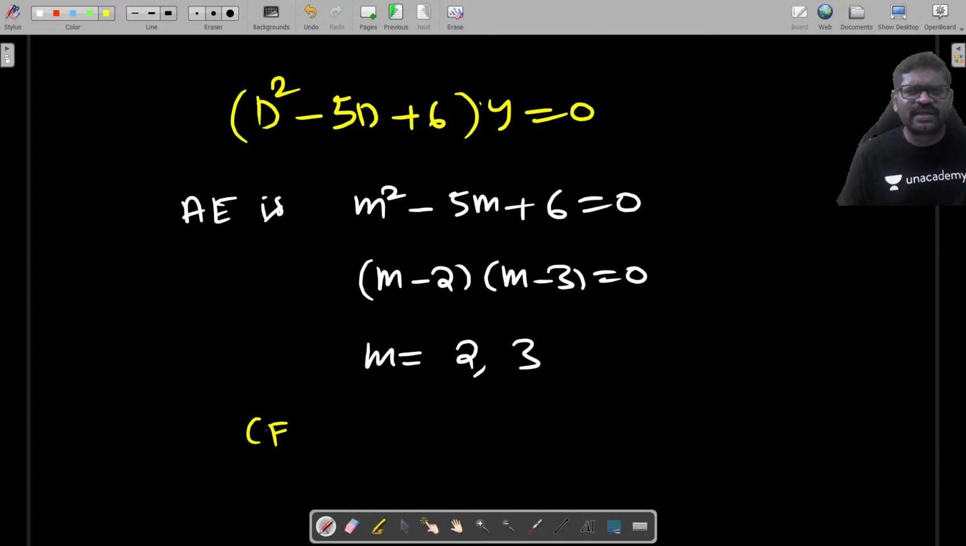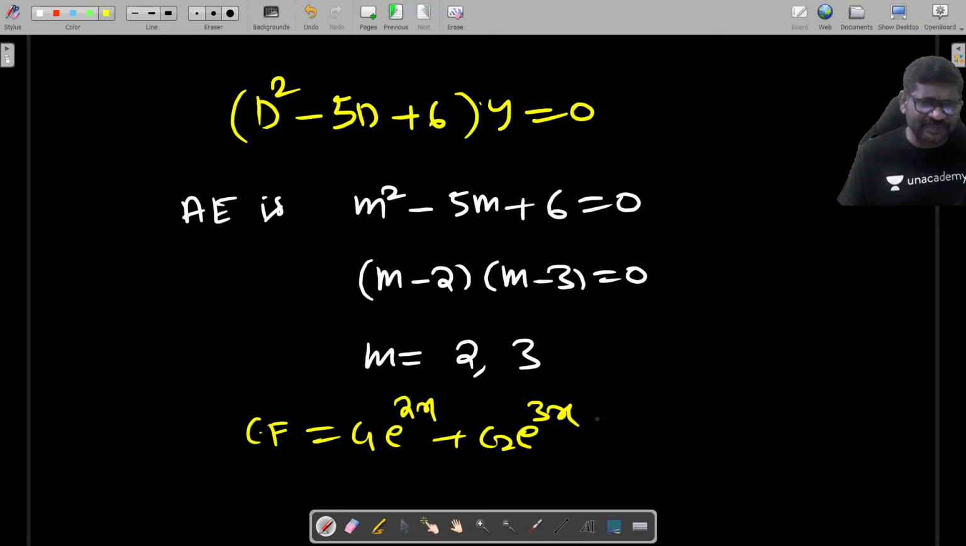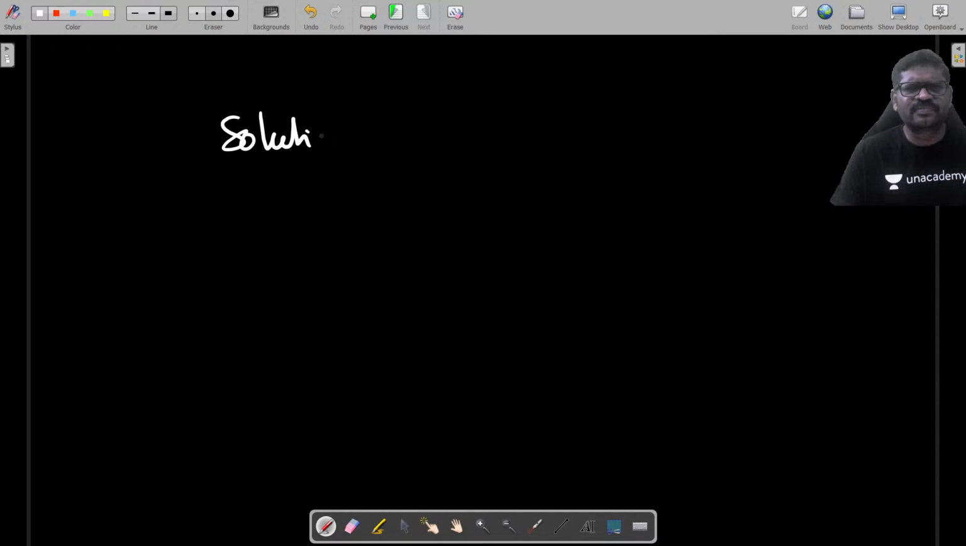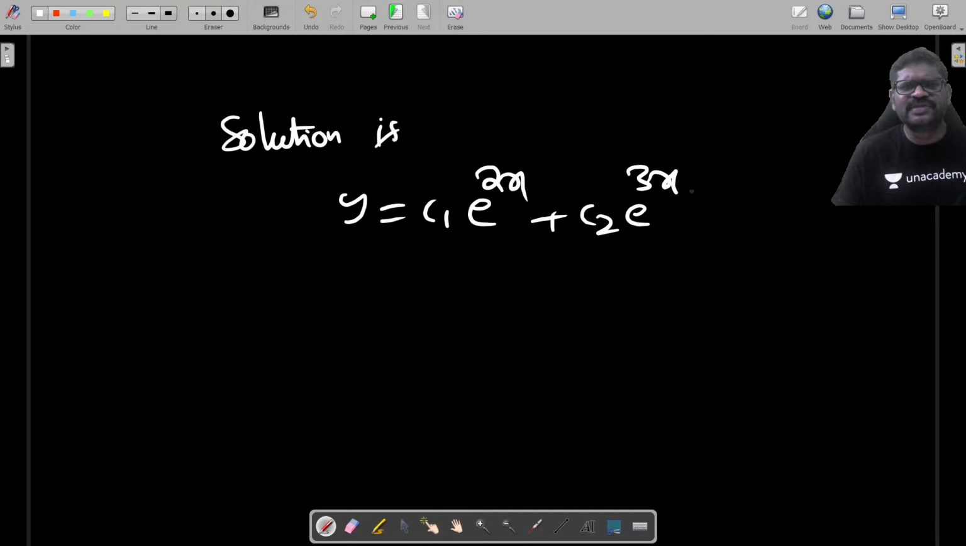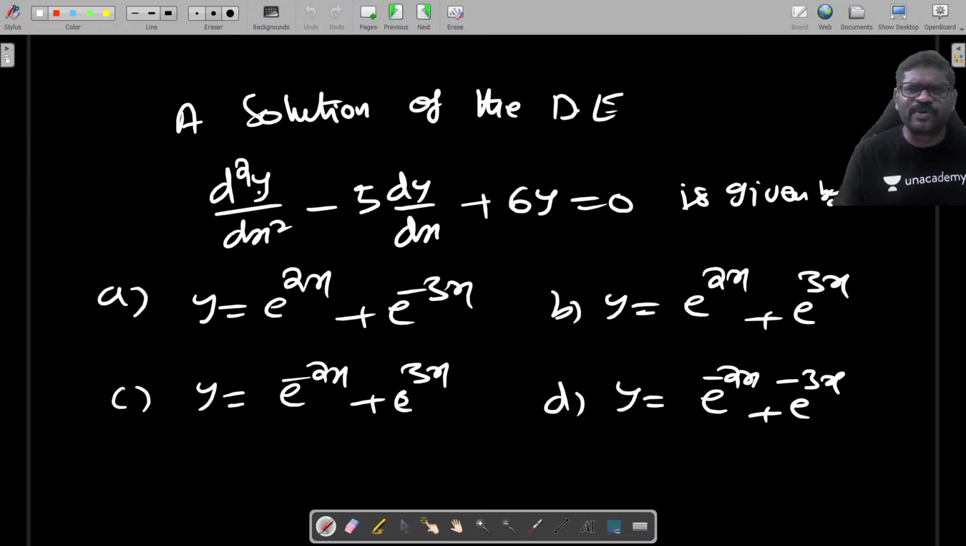Therefore, the complementary function is c1 e power 2x plus c2 e power 3x. It is a homogeneous differential equation, that's why the solution is y is equal to c1 e power 2x plus c2 e power 3x. He has not provided any boundary conditions here, that's why among the given options we can understand that the solution is the second option.